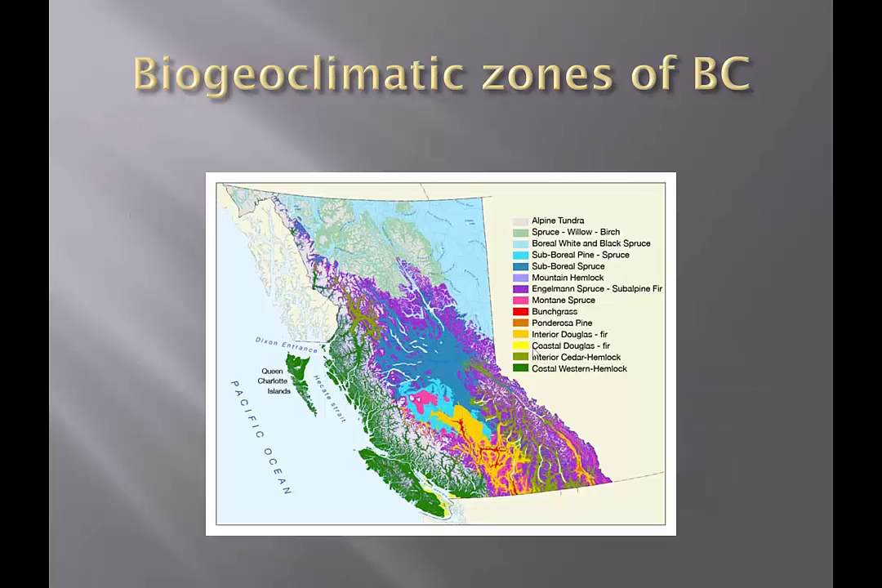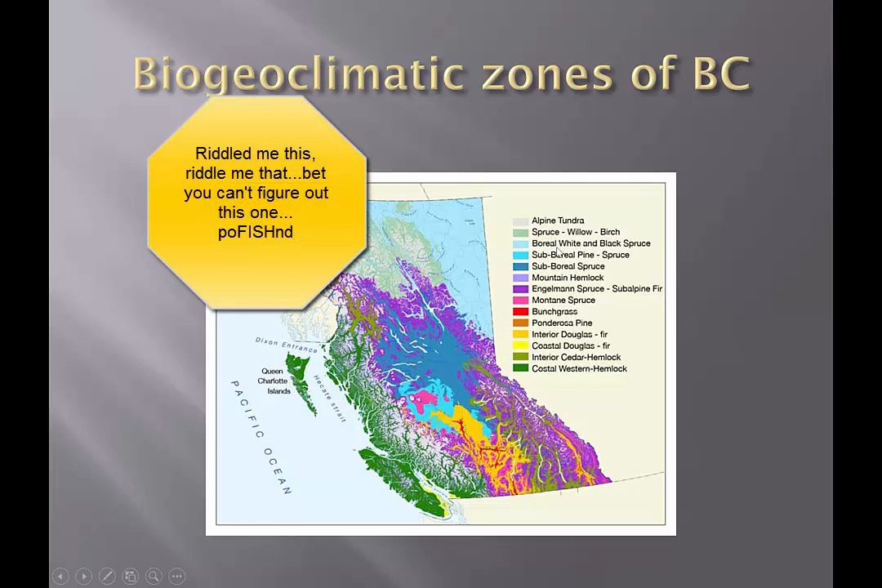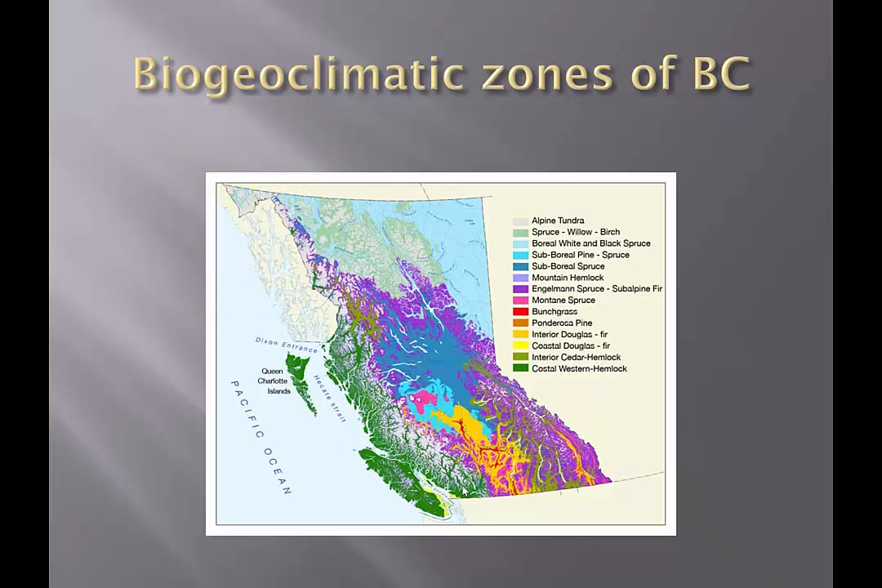Here's a map of the biogeoclimatic zones in BC. So you have alpine tundra, boreal white and black spruce, subboreal pine, subboreal spruce, and so on and so forth. This is where we live down in here. So we're in the coastal western hemlock biome. We're going to take a bigger look at biogeoclimatic zones, discovering where we are and taking a look at what they represent in class.